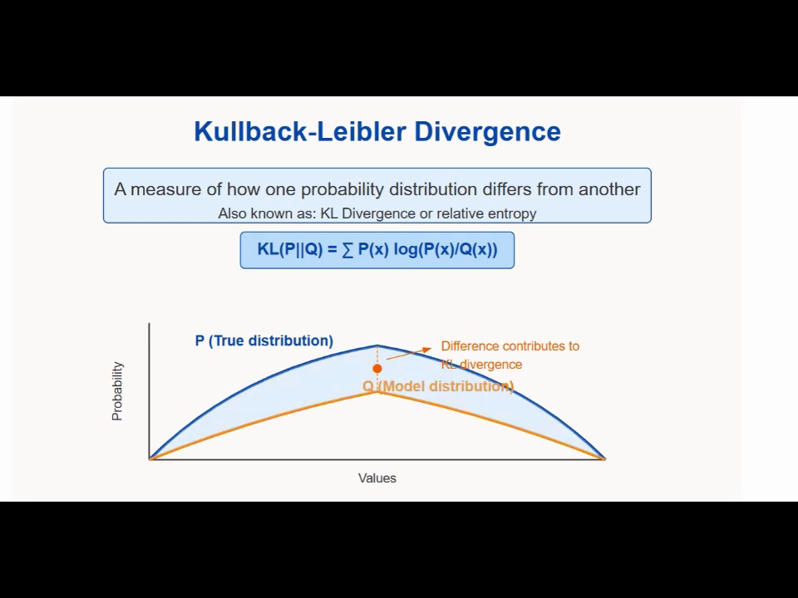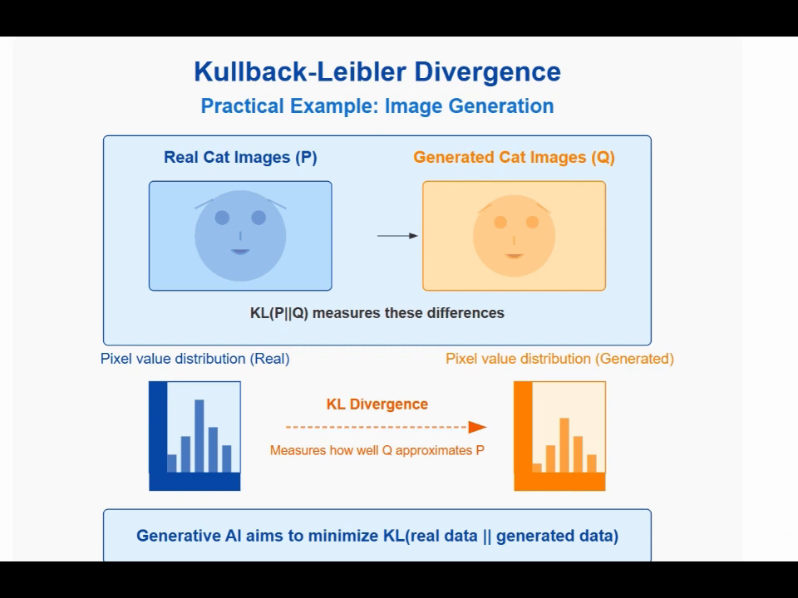When training generative models, we typically minimize the KL divergence from the real data distribution to our model distribution, not the other way around. KL divergence appears throughout generative AI, from the loss functions of variational autoencoders to evaluation metrics for generative models. It provides a principled way to measure and improve how well our models capture the true patterns in data. In image generation, KL divergence measures how well generated images match real ones statistically.